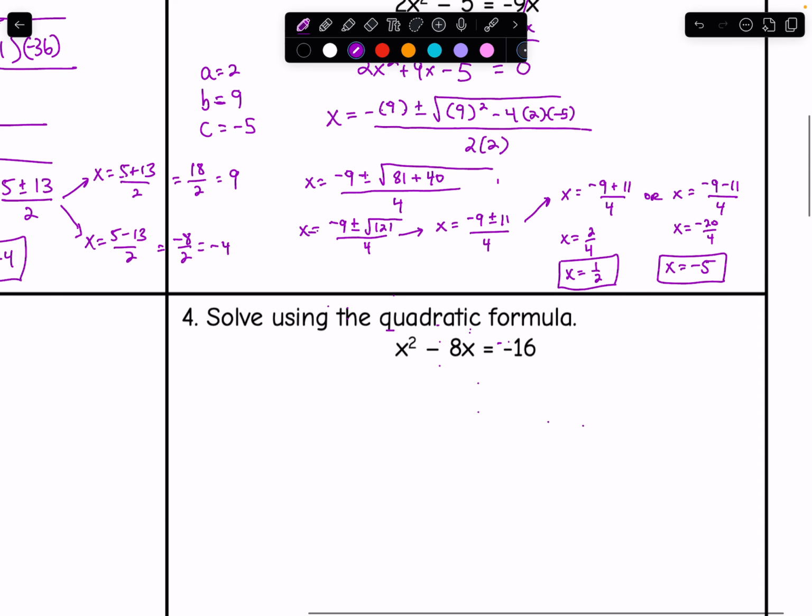All right, so these were nice. The square roots were nice numbers. What do you need? What do you need? Oh, it's right there. It's okay.